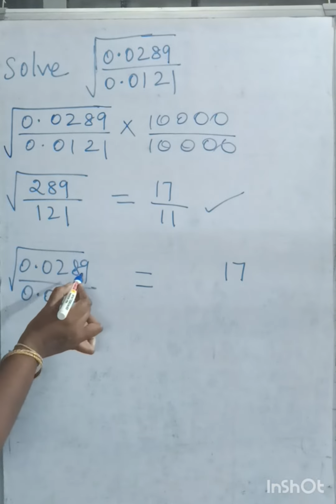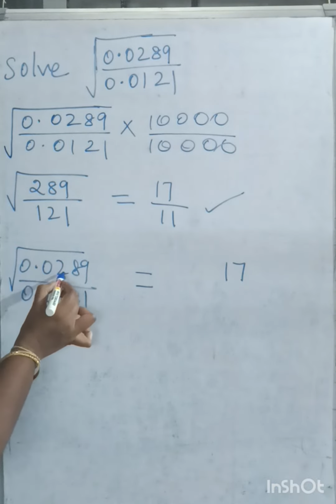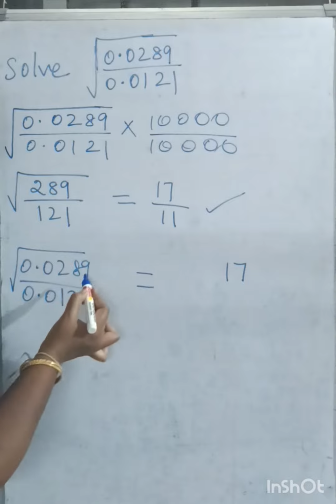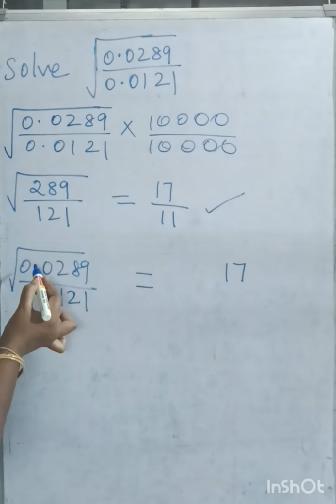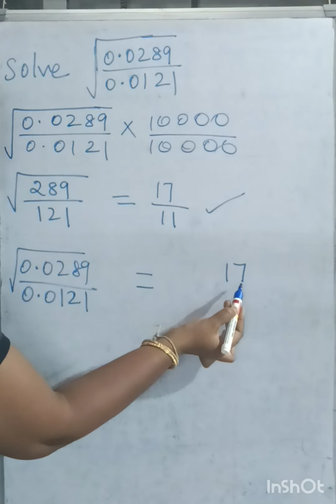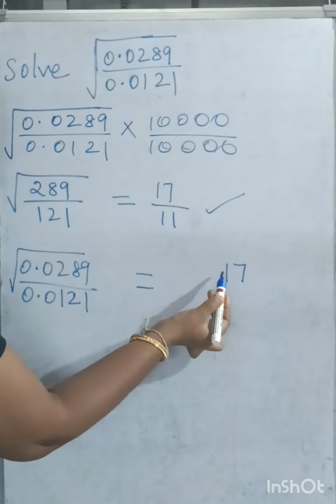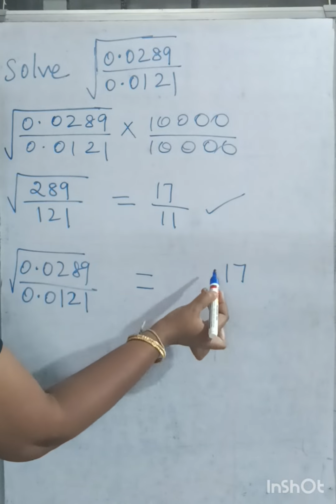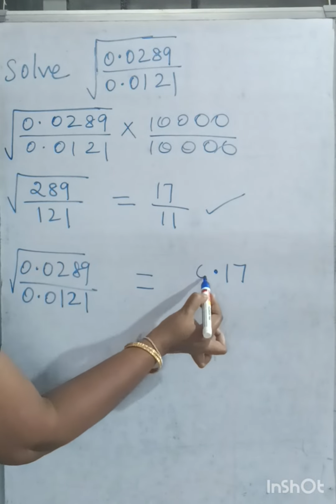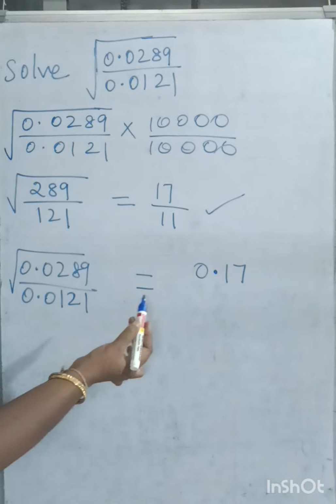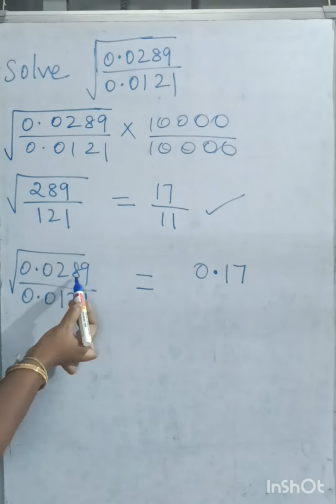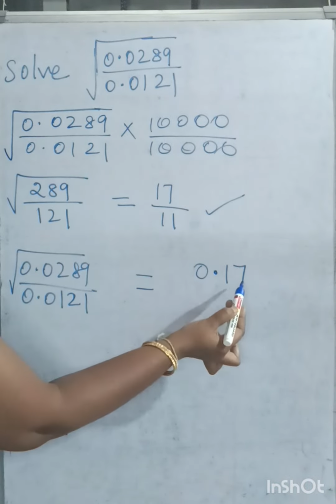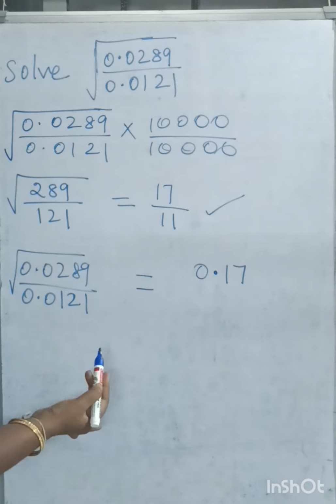Now, after the decimal point there are 4 digits. So, 4 digits before there is a point. Here we have to keep the decimal point 2 digits before. That is 1, 2. So, here you have to give the decimal point. Hope you understood this. 4 digits before there is a decimal point, so here 2 digits before you have to give a decimal point.